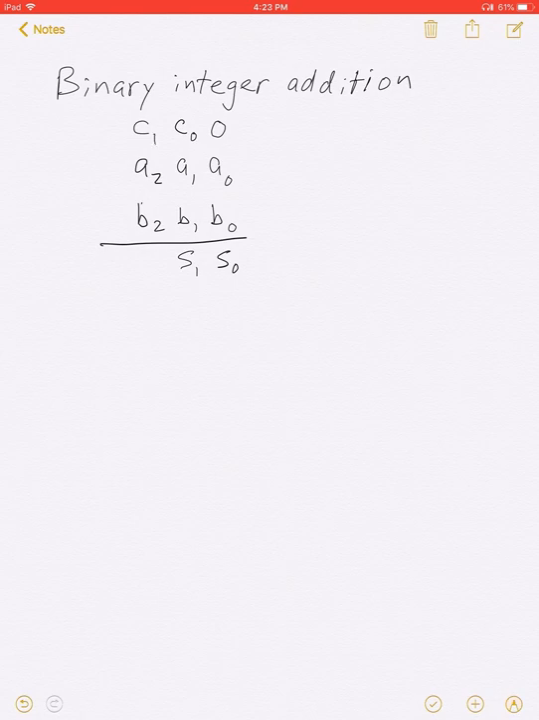And then on the third column, I'll add C1, A2, and B2 to get the sum bit for the third column, and I get a carry digit for the third column. And since these were 3-digit numbers, the carry digit for the last column shows up over the fourth column, and it just gets written down directly. And that's typical for decimal addition as well.